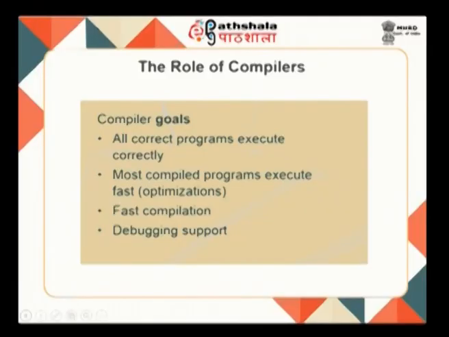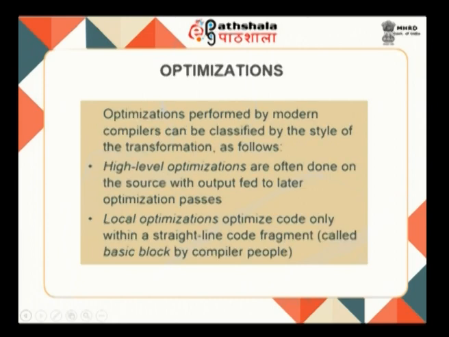When you look at the goals of the compiler, you will obviously have to know that all correct programs should execute correctly. Most compiled programs should execute at a very fast rate. So, you should be allowed to do optimizations, you should have fast compilation, and you should also have debugging support. When you look at optimizations performed by the compiler, it may be high level optimizations, or local optimizations that optimize code within only a straight line fragment.